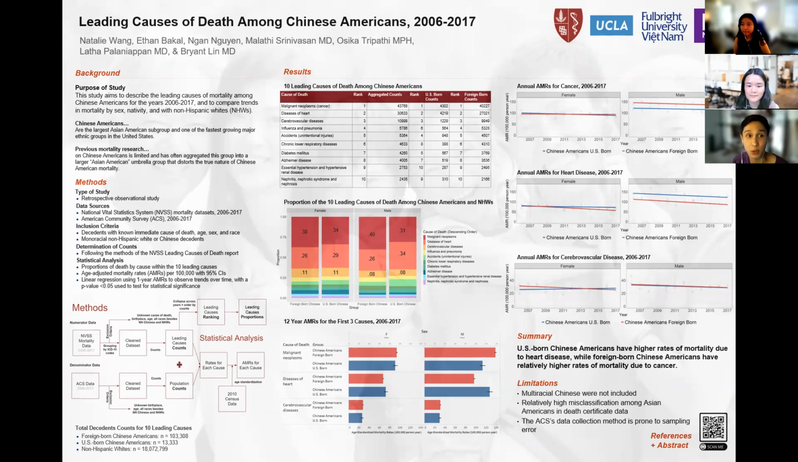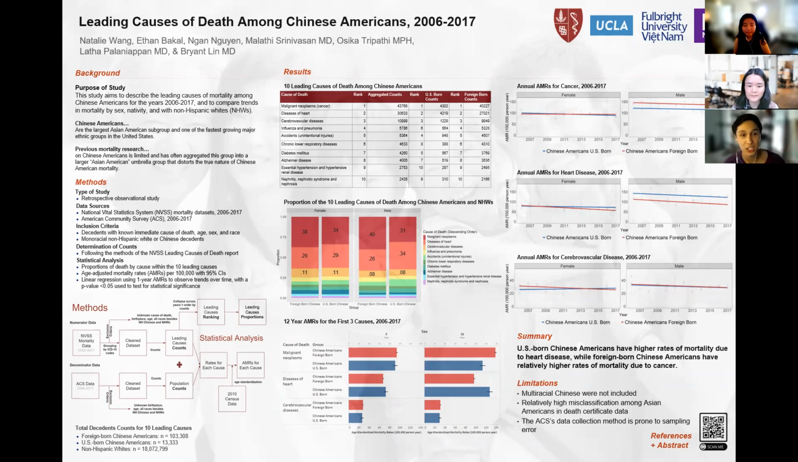And this is our poster for our study, Leading Causes of Death Among Chinese Americans, 2006 to 2017. So the purpose of our study is to describe the leading causes of mortality among Chinese Americans for those given years and to compare trends in mortality by nativity, sex, and non-Hispanic whites.